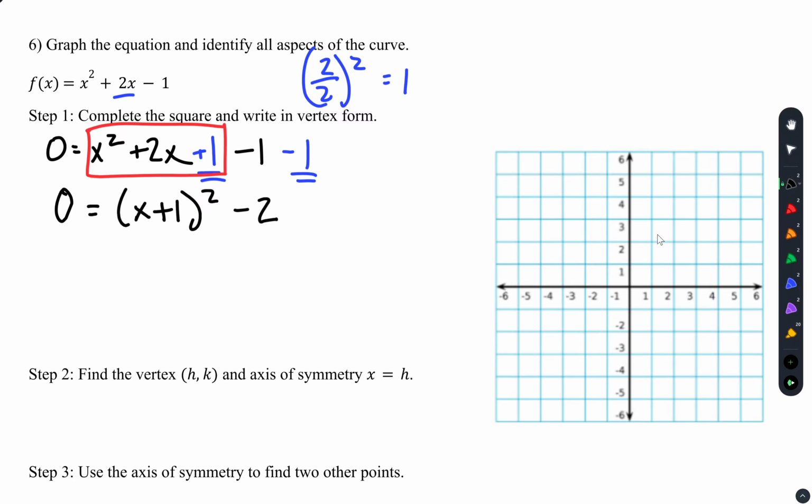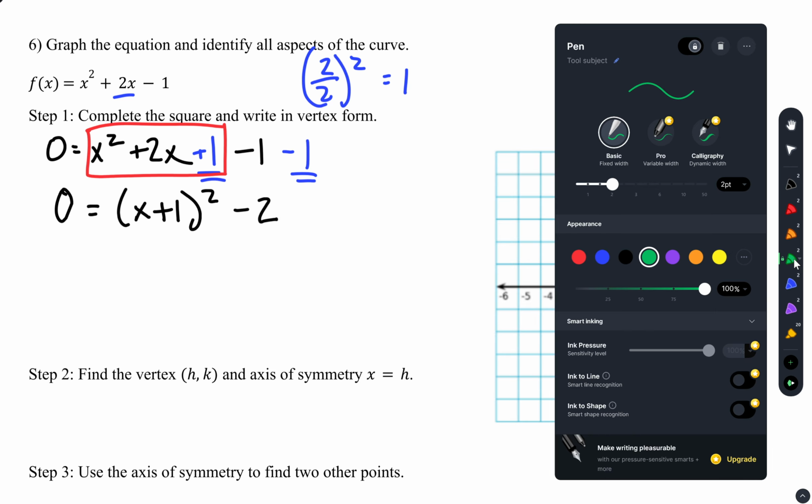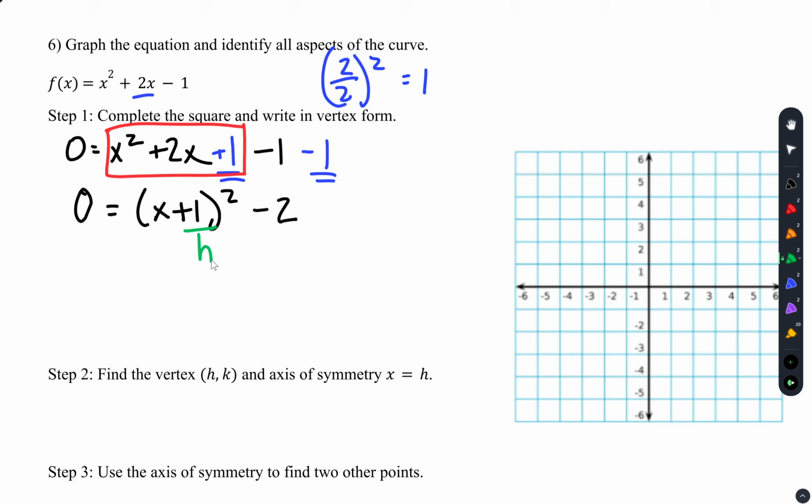Beautiful. What is the vertex? Now that I have it in this form, I can pull out my vertex. What is it? Think back to a couple lessons ago when we did this. Caitlin? Perfect. I look at my h value. I look at my k value. My vertex is at h, k. So h is -1, k is -2.